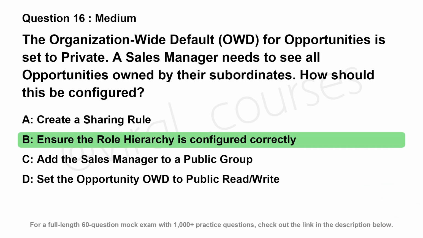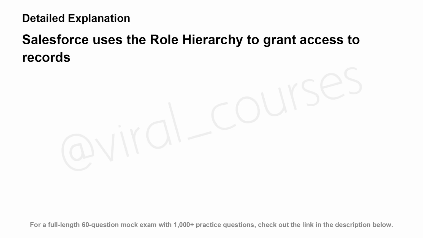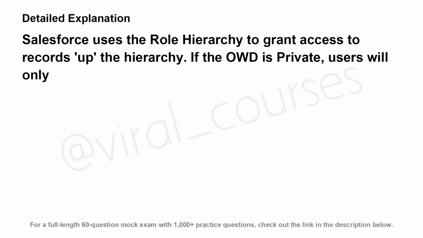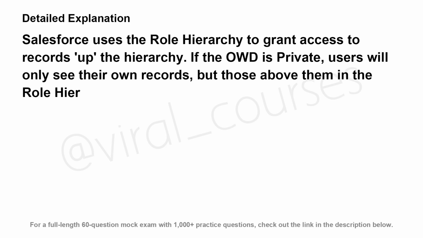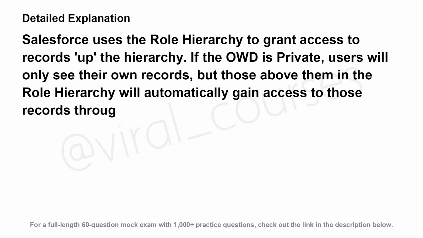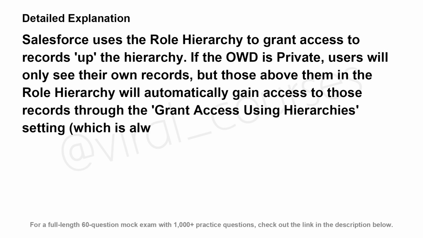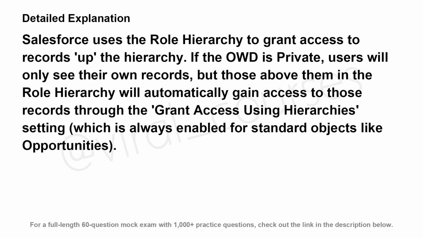The correct answer is B. Salesforce uses the role hierarchy to grant access to records up the hierarchy. If the OWD is private, users will only see their own records, but those above them in the role hierarchy will automatically gain access to those records through the grant access using hierarchies setting, which is always enabled for standard objects like opportunities.